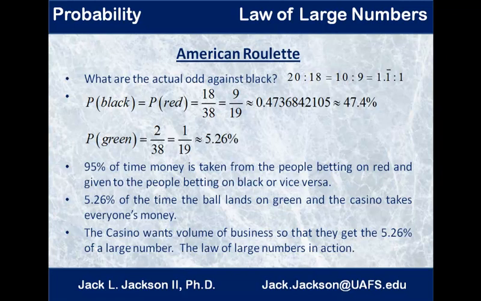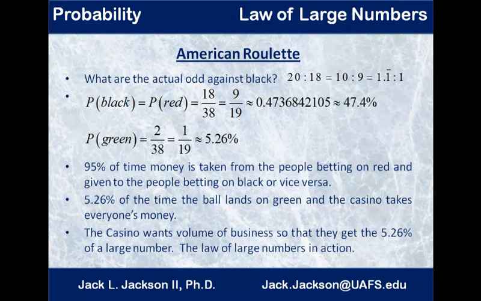So, what are the actual odds against black? Well, there are 20 that are not black and 18 that are, so that's 20 to 18. We can reduce that to 10 to 9, and of course we can also divide both of those by 9 and get a decimal, 1.1 repeated to 1. So it's bigger than 1 to 1. Longer odds are less likely than the payoff odds.